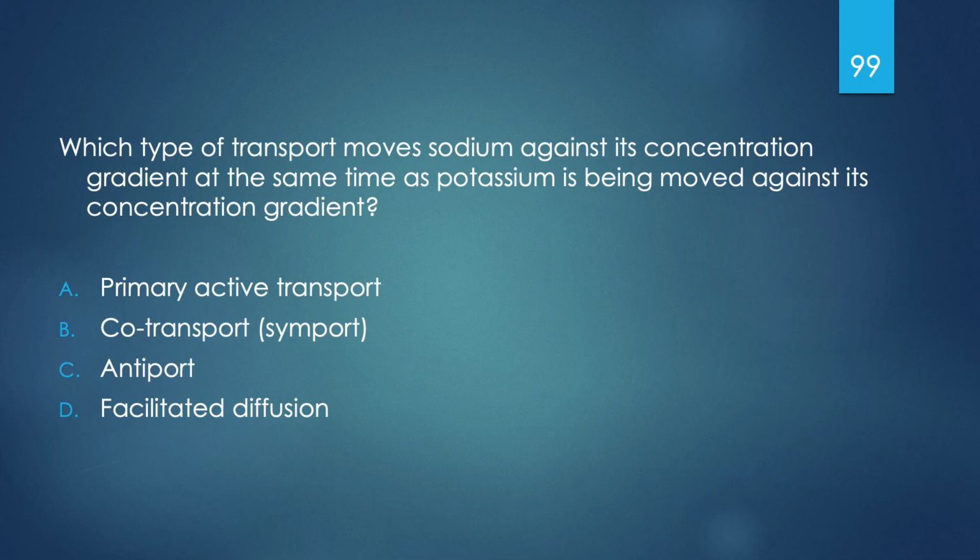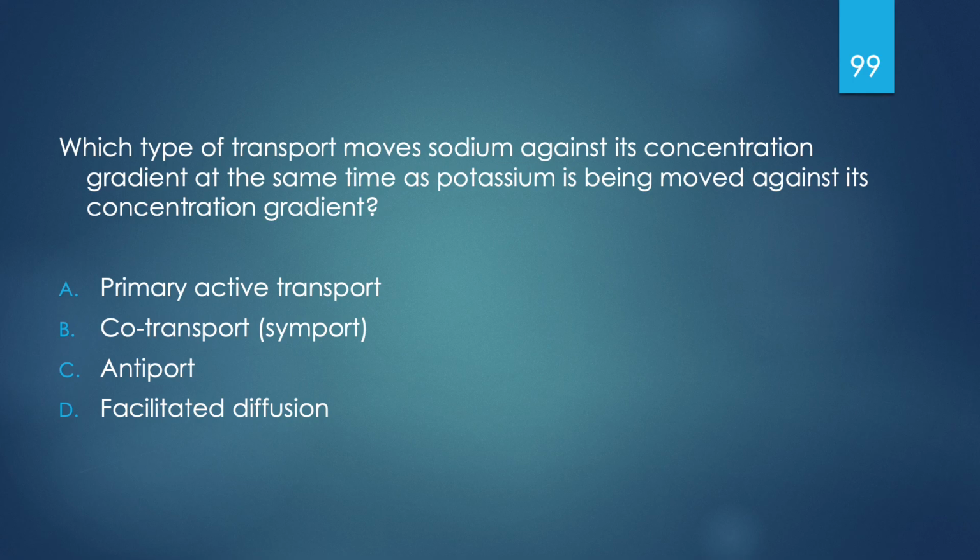Which type of transport moves sodium against its concentration gradient at the same time as potassium is being moved against its concentration gradient? Your options are A, primary active transport, B, cotransport, also known as symport, C, antiport, or D, facilitated diffusion.